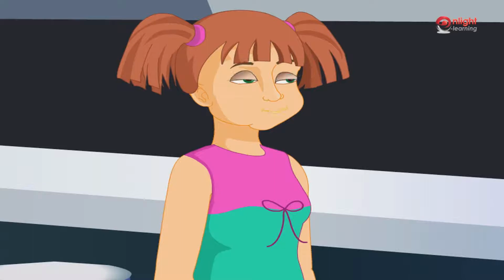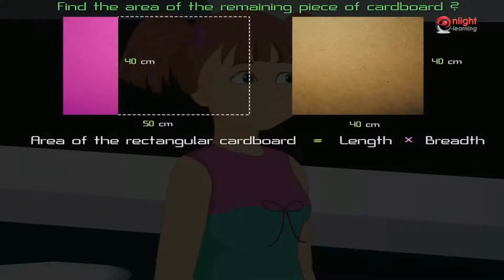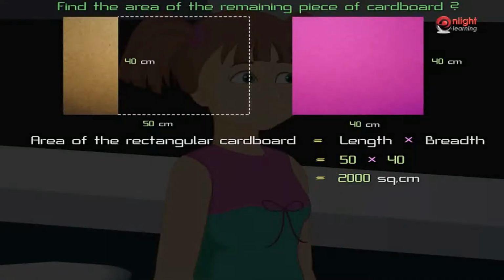Area of the rectangular cardboard is equal to the product of the length and breadth of the rectangle. Hence, area of the cardboard is equal to 50 centimeters multiplied by 40 centimeters, which is equal to 2000 square centimeters. Now, a square piece is cut from the cardboard. The side of the square piece cut is equal to the breadth of the rectangle, which is equal to 40 centimeters.